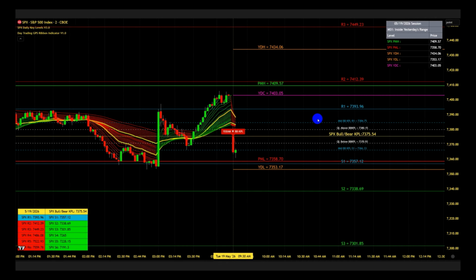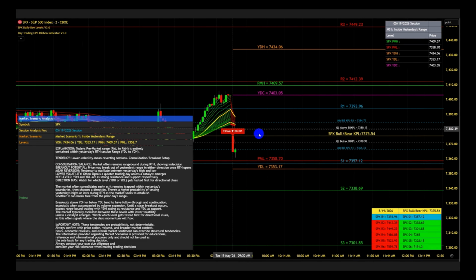And on that same first tick of the 9:30 a.m. market open, the indicator also identifies the day's market structure scenario. Today for May 19th, 2026, the market structure scenario is Market Scenario 1, inside yesterday's range. That one classification immediately tells you the type of price behavior, volatility, and reactions to expect throughout the session.